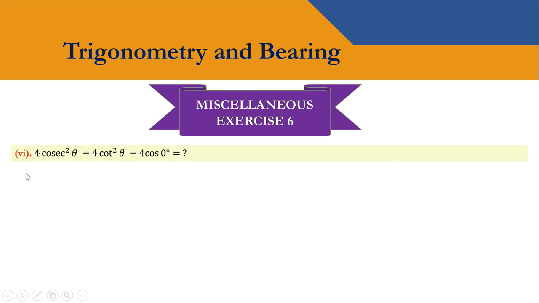Now here is the sixth part of question number 1. 4 cosecant square theta minus 4 cot square theta minus 4 cos 0 degree.